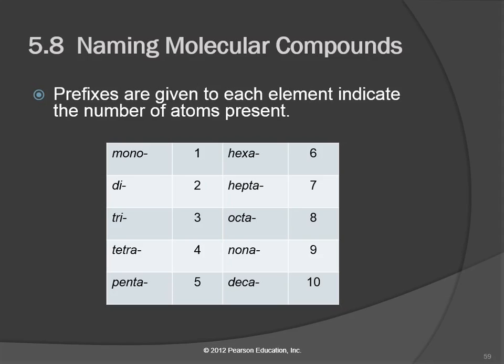Binary, that prefix bi has to do with 2. We don't use that when we name molecular compounds. We use di instead. So those are the prefixes.